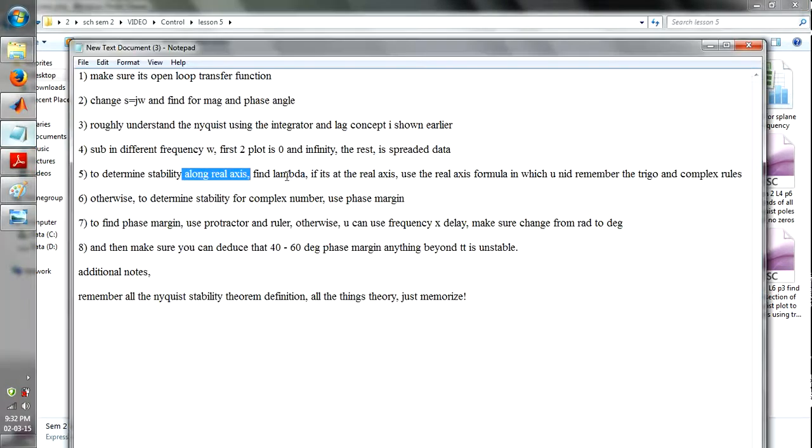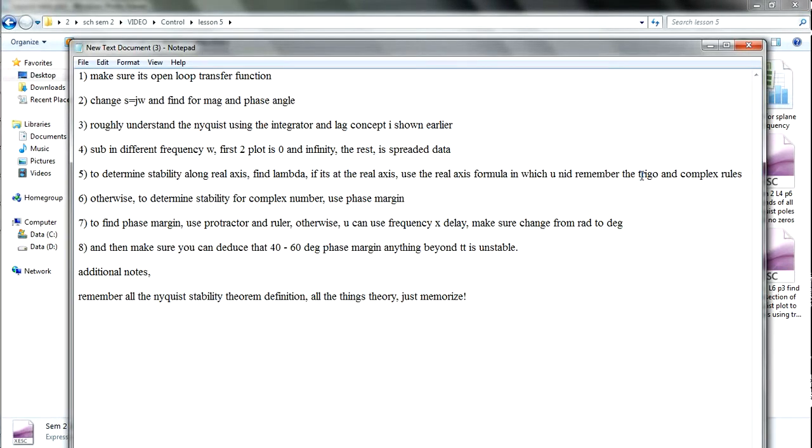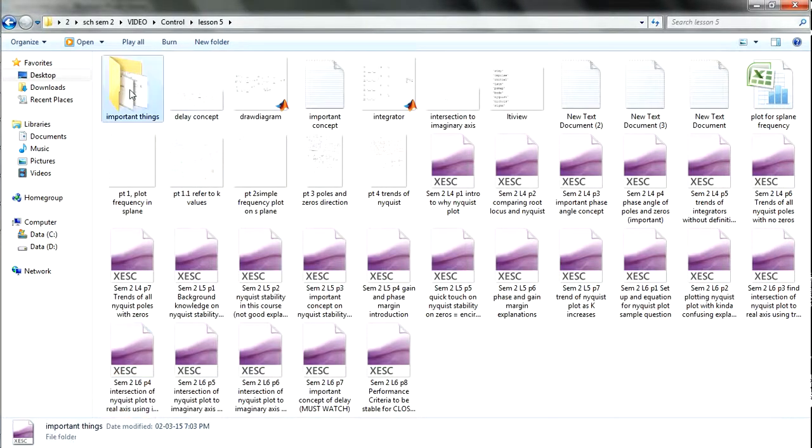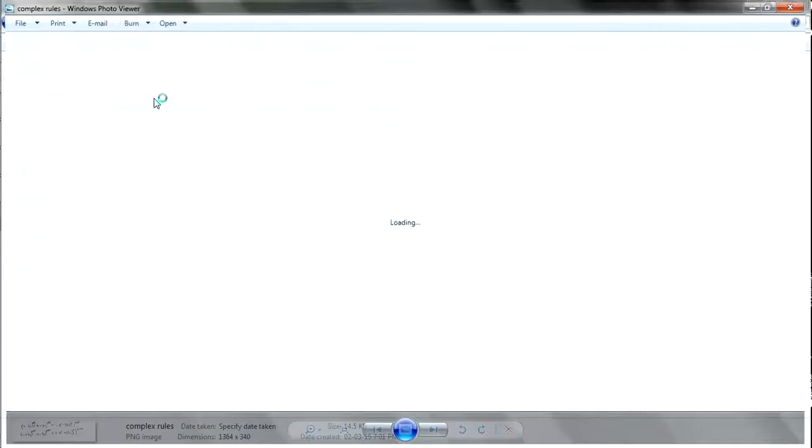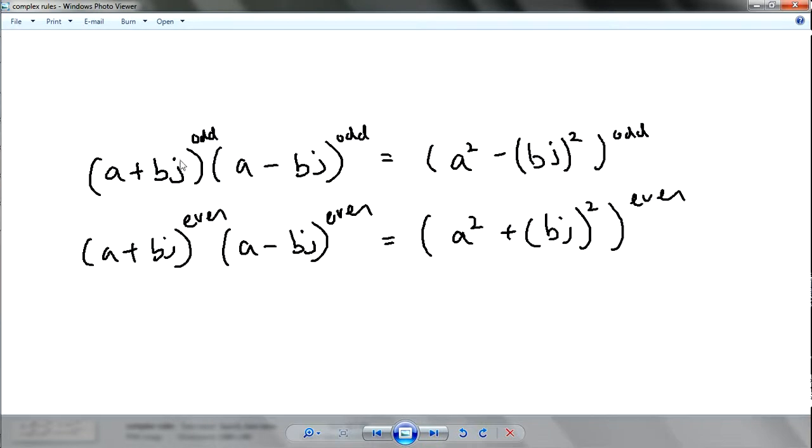The key things I want to let you know are trigonometry and complex rules. Make sure you remember this one. Let's say you have a plus bj times a minus bj, so it's conjugate multiplication. If it's an odd number power, let's say 1, you have a squared minus bj squared, so it's minus. If it's squared, which is an even number, you will have a plus. So the difference is only minus and plus. This is the trend, and I may be wrong, but it should be the case.